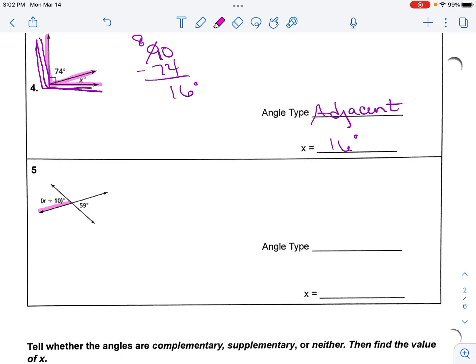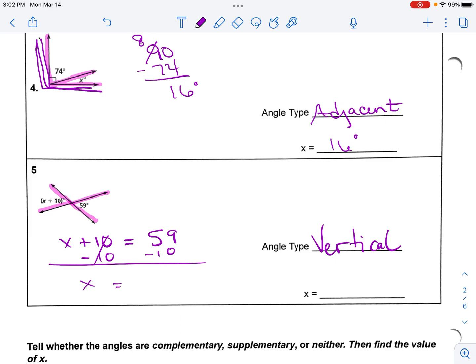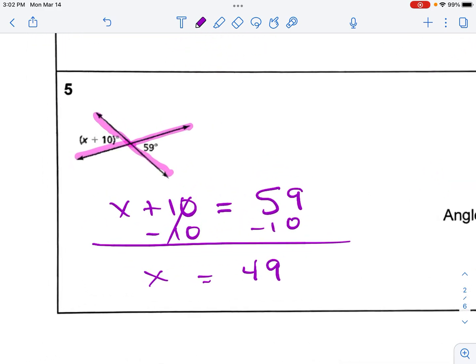Number 5, I'm comparing this angle to this angle. That would be vertical angles. Okay, we know that vertical angles are equal to each other. So x plus 10 is the same as 59. Okay. When you show me your work, you're just going to solve for x like we normally would to get 49. And then make sure it makes sense.